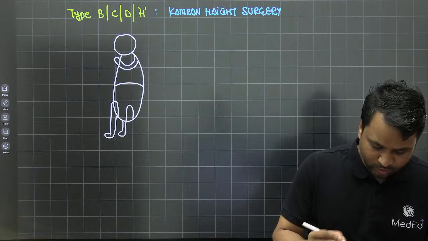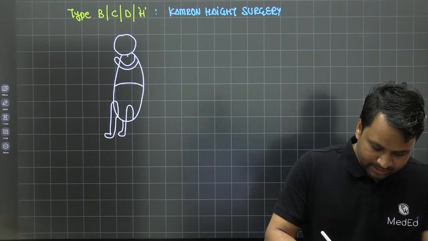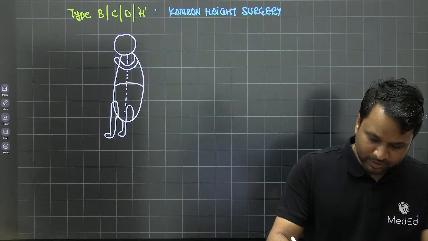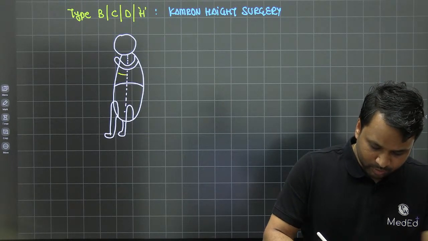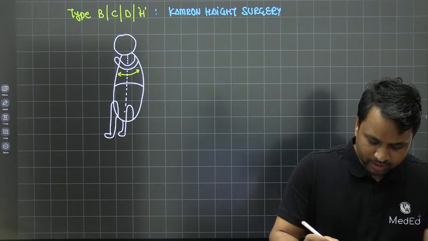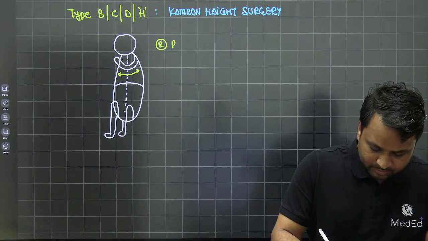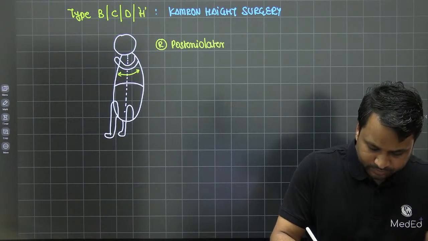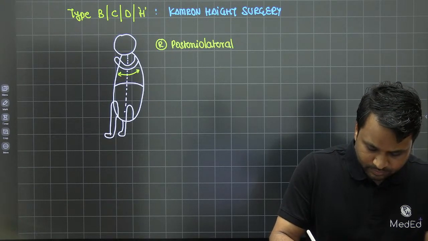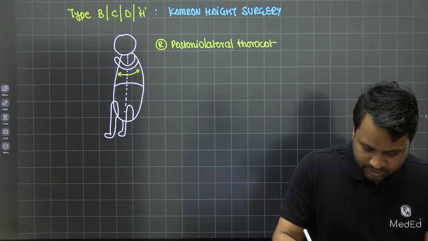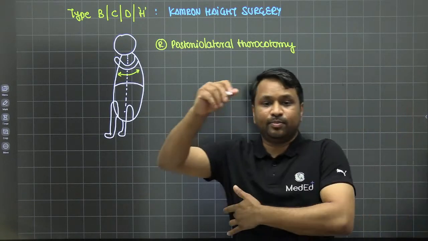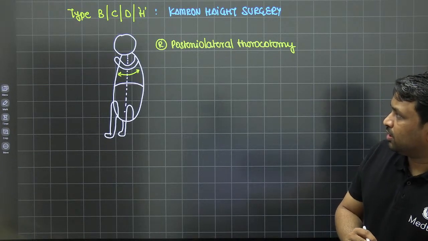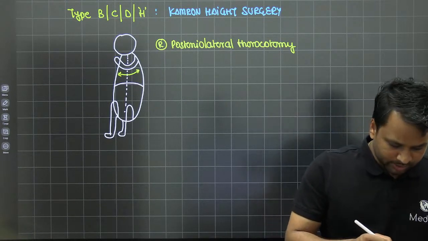This happens to be the thorax which is present, and let's say this is the midline that you have, right? So the incision that we are going to place here is going to be a right posterolateral thoracotomy, right? So I'll do a right posterolateral thoracotomy incision.